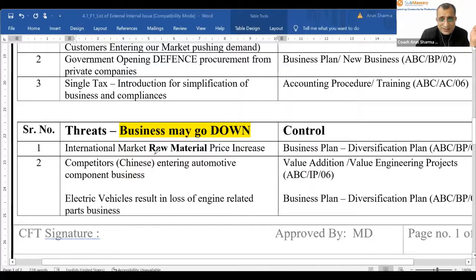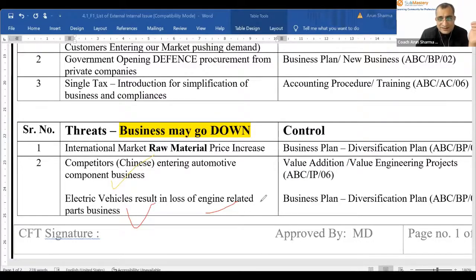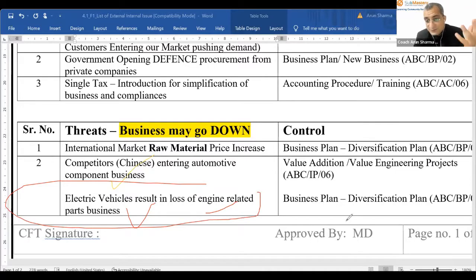let's say competition from China. This company, let's say they were working in the engine related parts, and they say the electrical vehicles will result into a loss of engine related business. So to mitigate that, they need to work on business diversification. I know one company where the managing director was looking at some new businesses. He said that 5 or 10 years down the line, my engine-related parts business will go down, so I had to look at some other alternative. And he was looking to get into battery segment. He was willing to install the battery plant, and he was also willing to get into food sector.